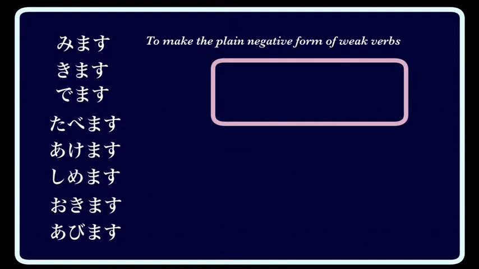When we're changing weak verbs to the plain negative, as with all changing of weak verbs, it's pretty simple. We take off the mas, and this time we're going to add nai. Nai is actually also the plain form of arimasen, meaning there is not or there are not. Nai is the negative ending for verbs in the plain negative. So we remove the mas and add nai.